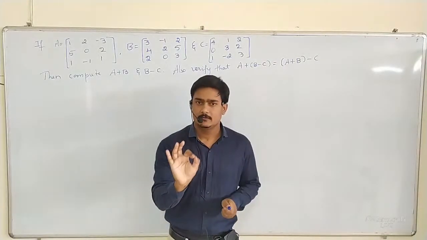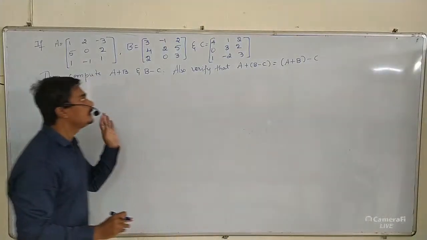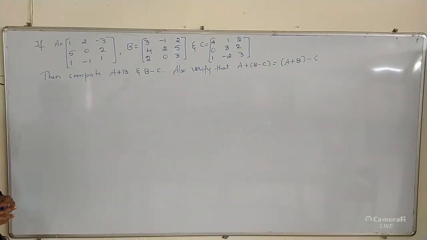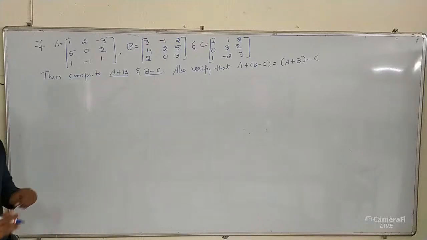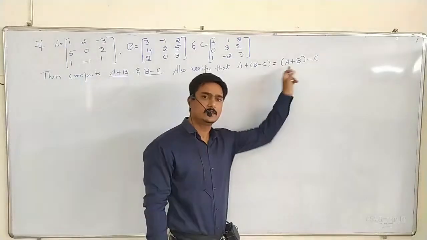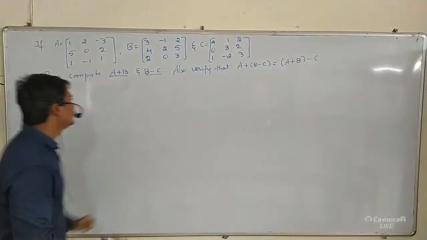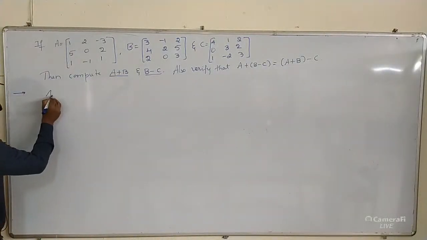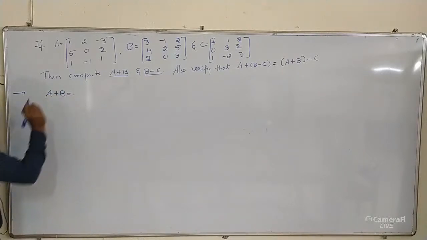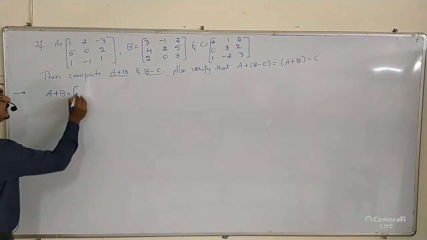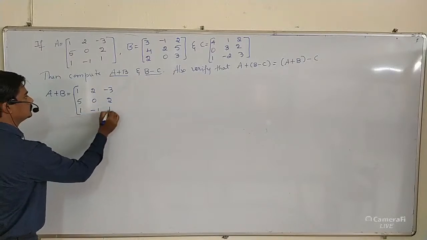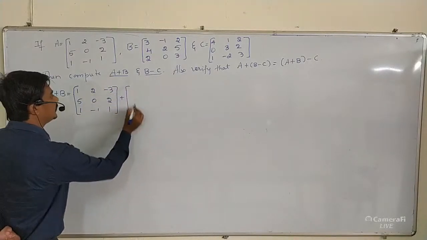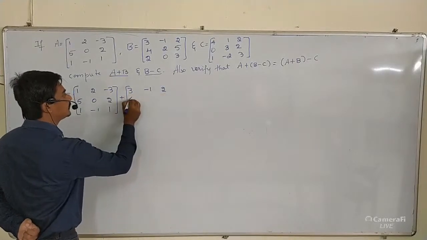So in this question we are given three matrices. Each matrix is of order 3 cross 3. Using these three matrices, first we need to compute A plus B and B minus C, and later we need to verify this particular result. First I will find out the A plus B matrix. In the place of A, I will write down the A matrix, plus in the place of B, we will write down the B matrix.